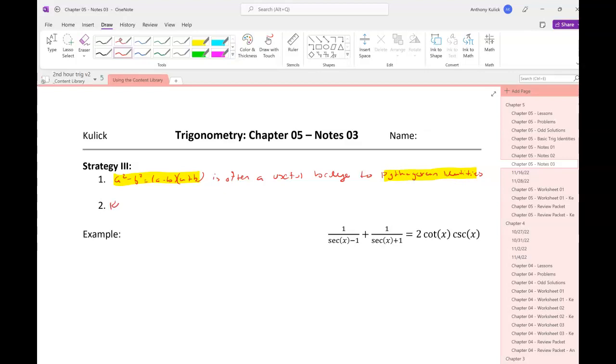And then my last hint here is just to keep in mind where we're trying to get to. So keep your eye on the prize. Where are we trying to get to? Okay. Our next example.